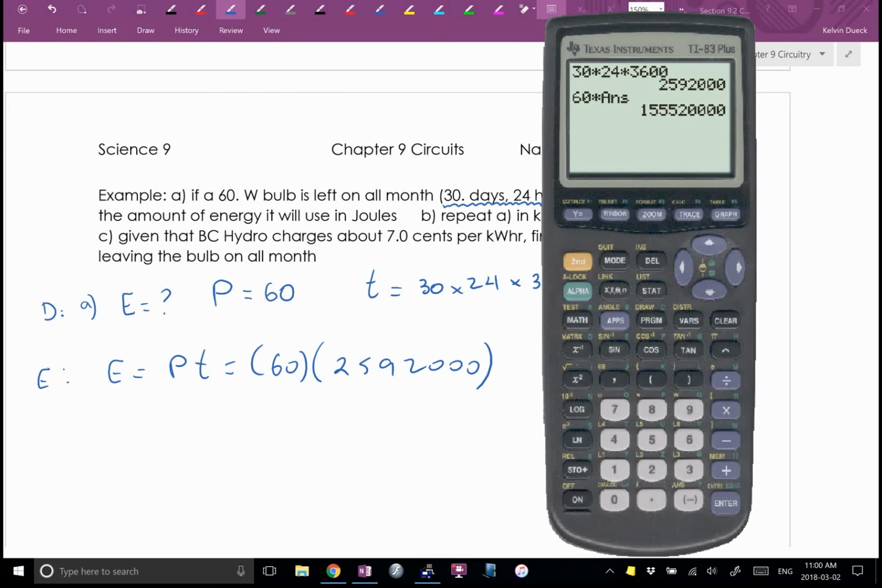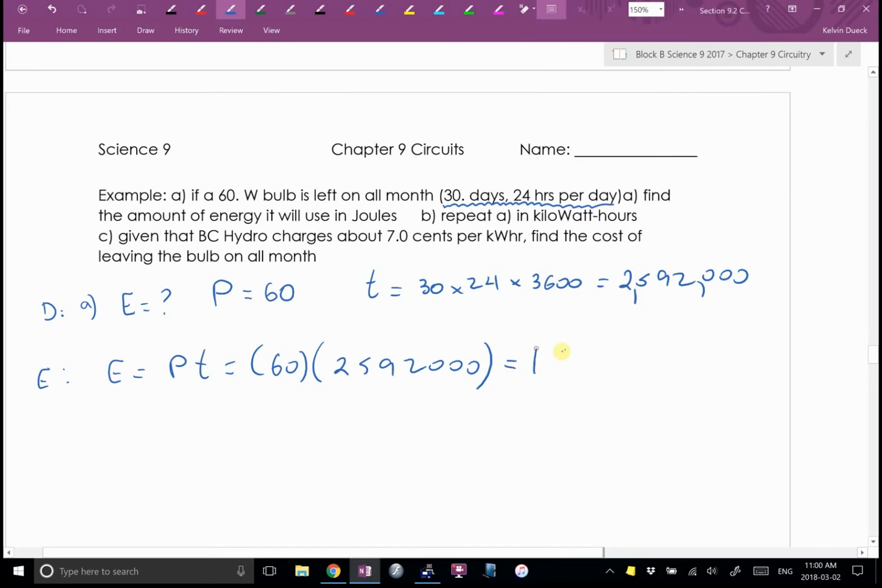Yeah? That's what I'm going to write. A 1, 3 5s, a 2, and 4 zeros, and then I'll backspace with the commas. I guess the comma goes there, a comma goes there. 155,520,000. What do I measure energy in? What are the units? Joules.